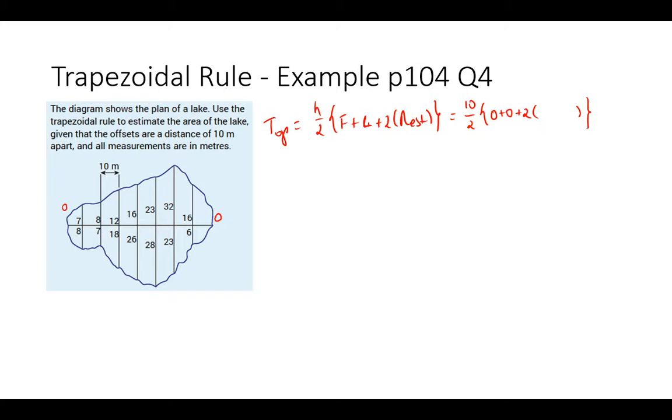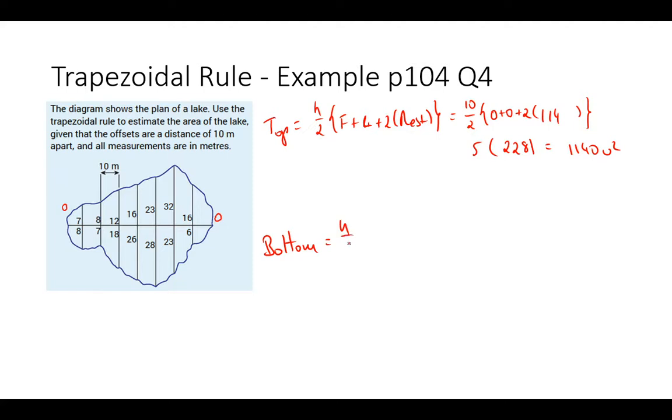So we've got 7 plus 8 plus 12 plus 16 plus 23 plus 32 plus 16, and that comes out as 114. So therefore 10 over 2 is 5. 5 times 228, and 5 times 228 comes out as 1140. But that's only the top part, don't forget. So for the bottom, we do the same again.